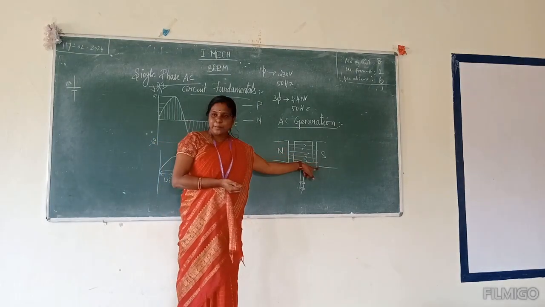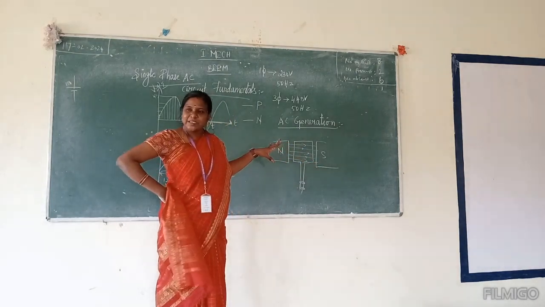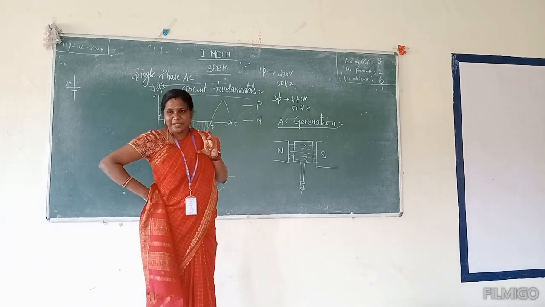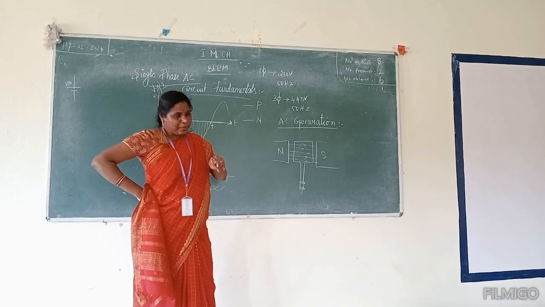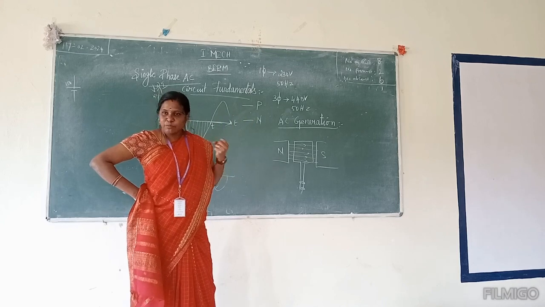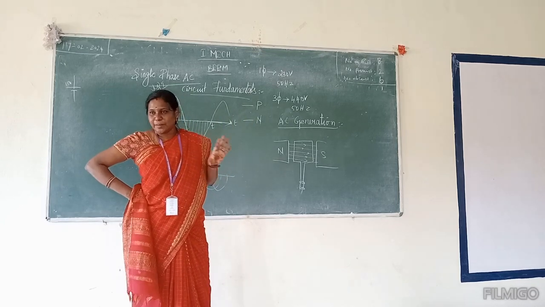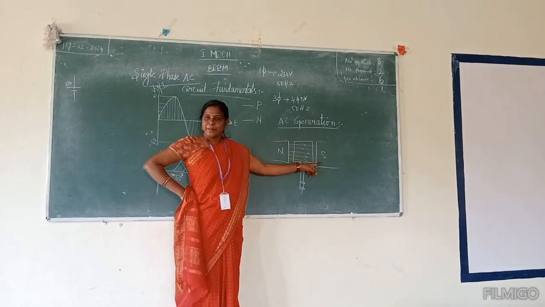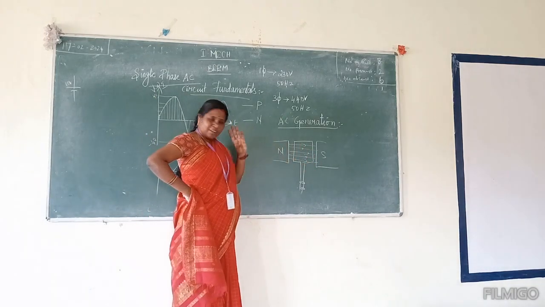These are the permanent magnets. What are known to be permanent magnets? It is always a magnet. There is something called an electromagnet, which means what? When I give supply, it works as a magnet. When I remove the supply, it is not a magnet. That is known to be an electromagnet. So this is a permanent magnet. Okay? Always it is a magnet.